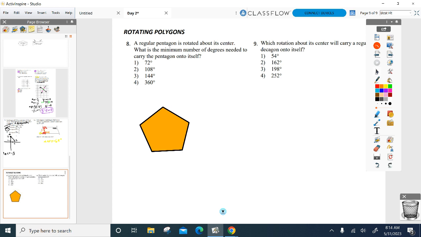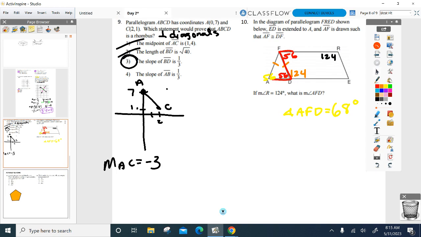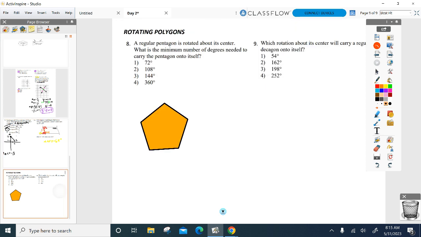How many degrees must I rotate it so I get that same looking pentagon back? How many degrees did I just rotate that? Easy way: if I go all the way around, I'm going 360 degrees, right? How many turns would it take for me to go all the way around? Five, the number of vertices. So I take 360 divided by 5, the number of vertices, and that'll give you how many degrees I rotate it. So 72.